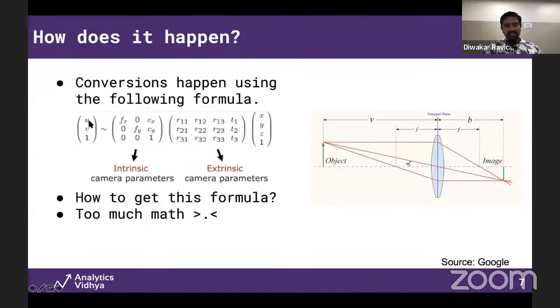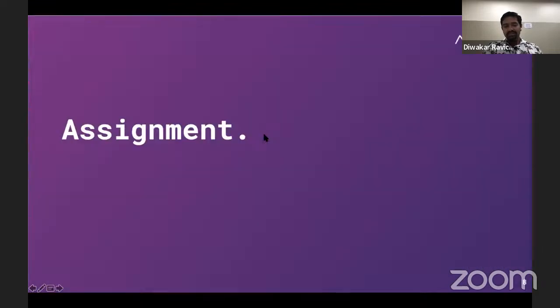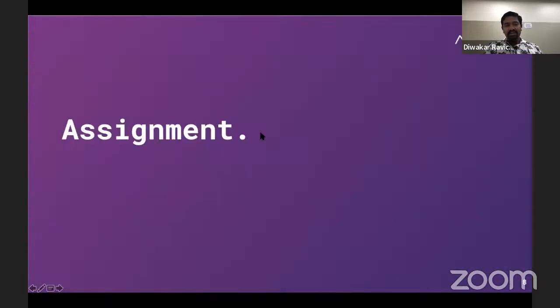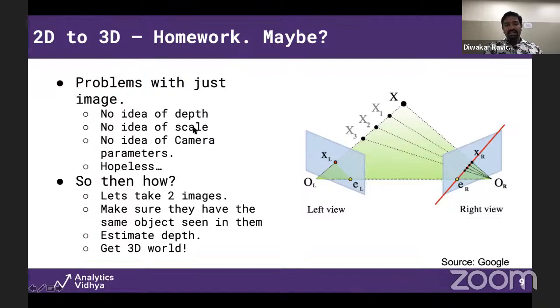If you look at this here, it is U, V, and 1. And now we don't have any idea of what the Z component is. The Z has disappeared entirely. Now, how do we get this Z? Typically, the way we do that is only by taking two images. Let us consider two images, and maybe you'll get an idea.